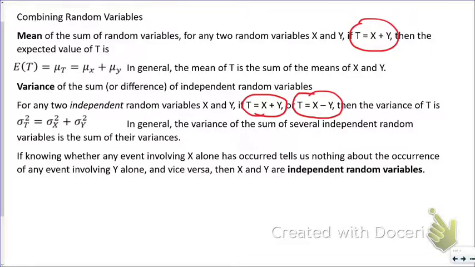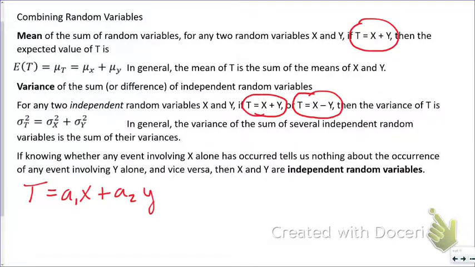Very easy. But two things happen with variance, and I feel like our book does a poor job of addressing this. So imagine for a second that instead of just x plus y, I have some coefficient on the front like this. Who knows what that coefficient is? Could be positive, could be negative. Then the mean is still the same, but standard deviation looks a little bit different.